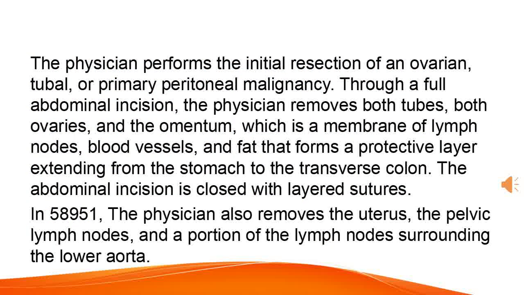The physician performs the initial resection of an ovarian, tubal, or primary peritoneal malignancy. Through a full abdominal incision, the physician removes both tubes, both ovaries, and the omentum, which is a membrane of lymph nodes, blood vessels, and fat that forms a protective layer extending from the stomach to the transverse colon. The abdominal incision is closed with layered sutures. The physician also removes the uterus, the pelvic lymph nodes, and a portion of the lymph nodes surrounding the lower aorta.